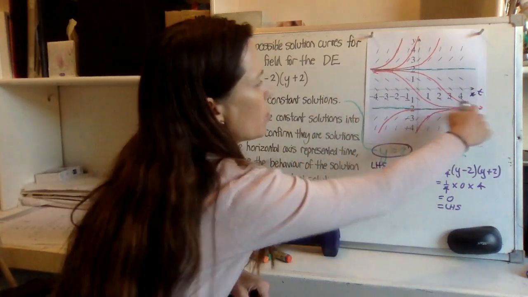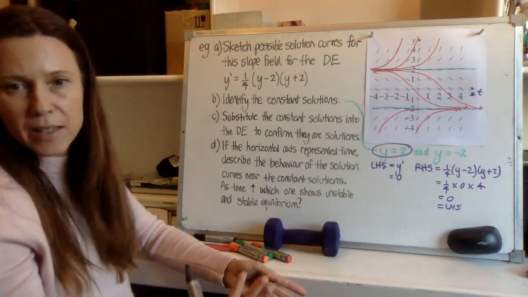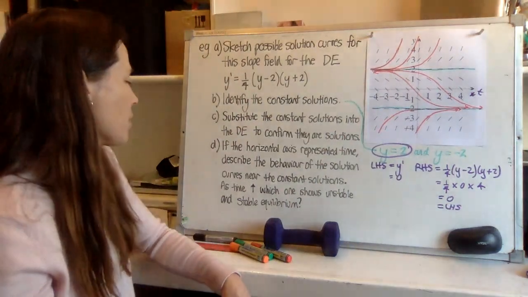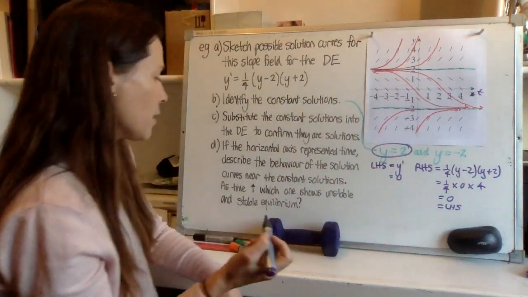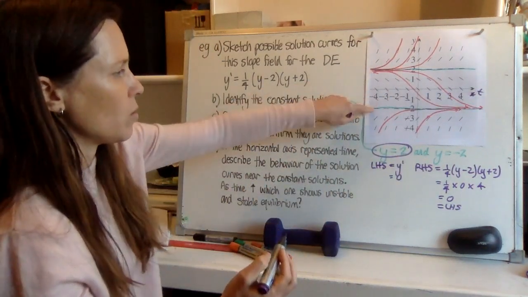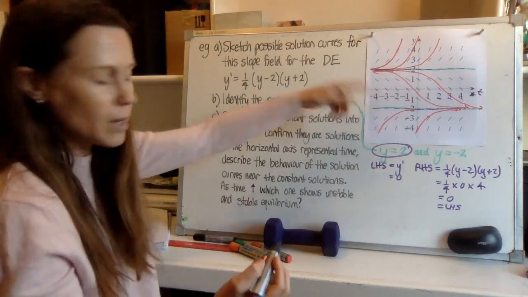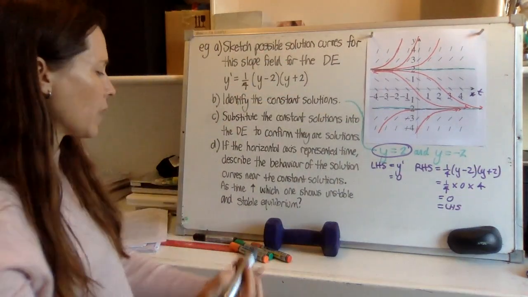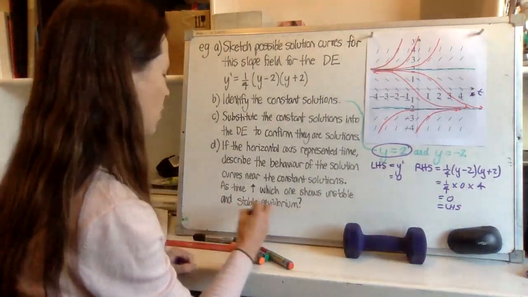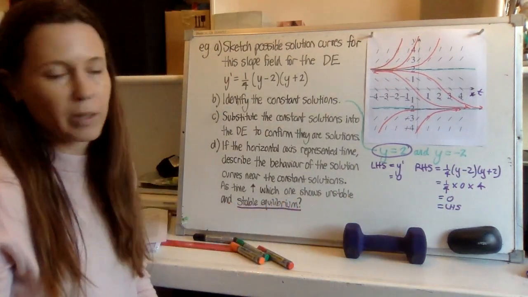Well, the constant solutions are the green ones, and clearly they're asymptotes to the other solution curves. So as time increases, in other words, as we move to the right, which of these two lines, y equals 2 and y equals -2, shows unstable or stable equilibrium? Okay, so here is the key point that we're looking at here, the stability of the equilibrium.